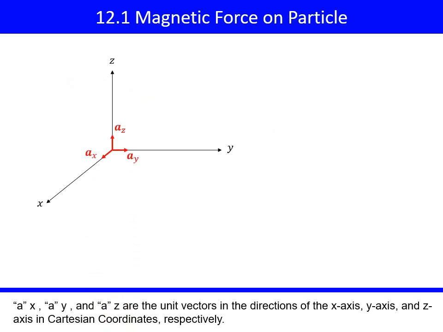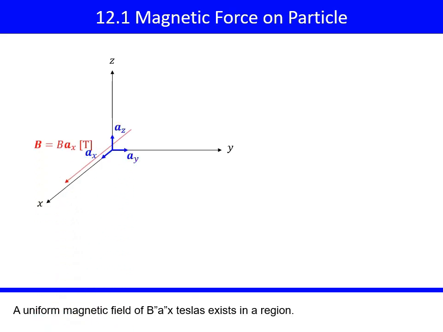a_x, a_y, and a_z are the unit vectors in the directions of the x-axis, y-axis, and z-axis in Cartesian coordinates, respectively. A uniform magnetic field of B a_x teslas exists in a region.